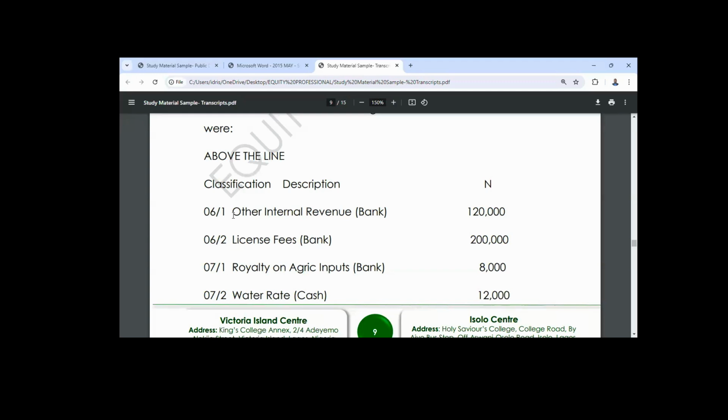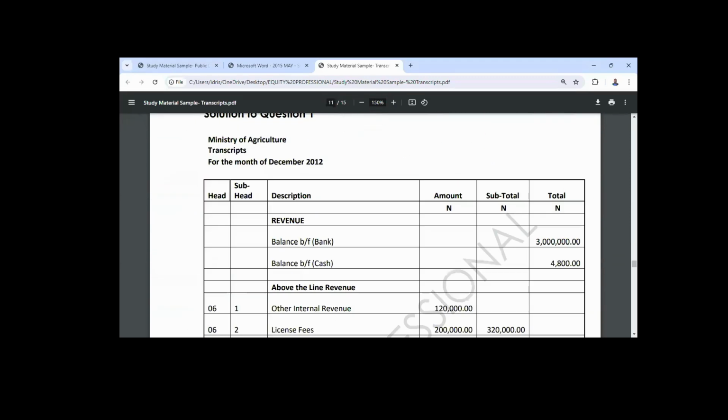What I'm saying is, your first item of above the line revenue is other internal revenue. Its head is head 06, subhead 1. Second item is license fee. Its head is head 06, the subhead is subhead 2. So the first item and second item, they have the same head. Let's go to the workings.